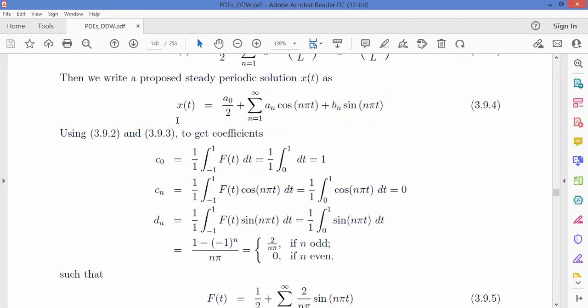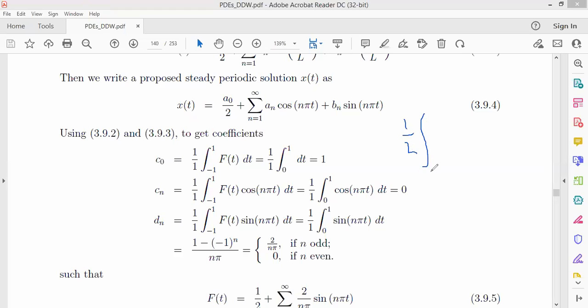And from that, we can go ahead using the formula for a full range. Remember, the formula is 1 over L, integral from minus L to L, f(x) dx. This is simply for your a naught.